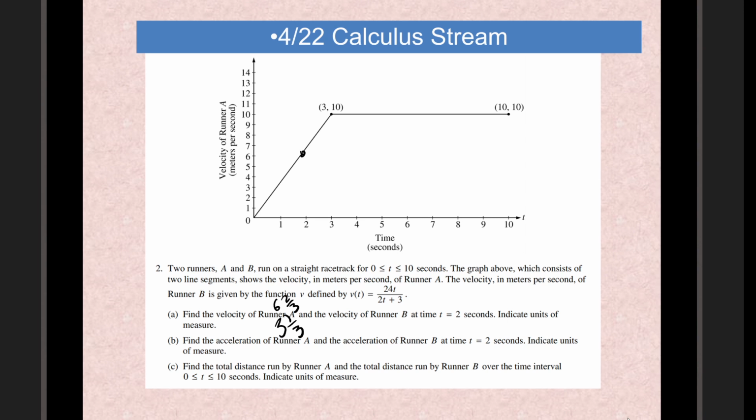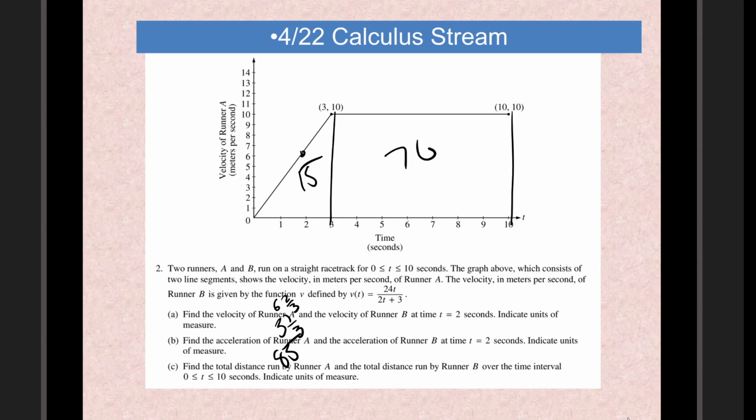And the total distance run, that's the hardest part of this. You just have to find the area of these parts. 7 times 10 is 70, and 3 times 10 divided by 2 is 15. So runner A is running 85. So the graph part is pretty easy.